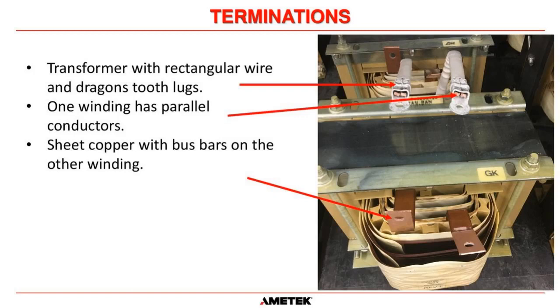This shows a transformer here. I use this one because the primary, or one of the windings, you can see, has rectangular wire, and the secondary, or one of the other windings, has sheet copper, and here are the bus bars coming out.